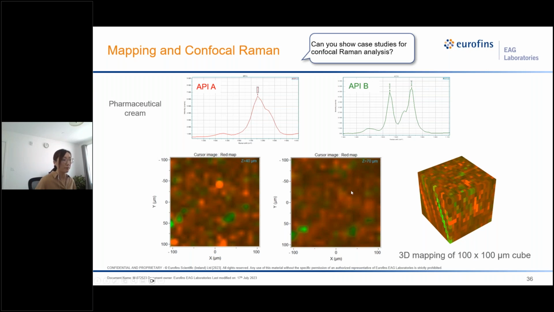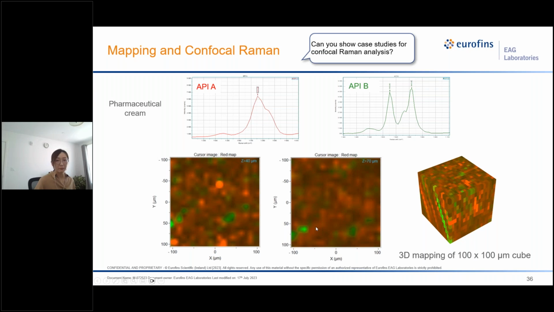So here I have two maps. This one was obtained from a depth around 40 micron, and this one was obtained from a depth around 70 micron. So in the 2D maps, the red regions highlight the agglomeration of API A, whereas the green regions highlight the agglomeration of API B.